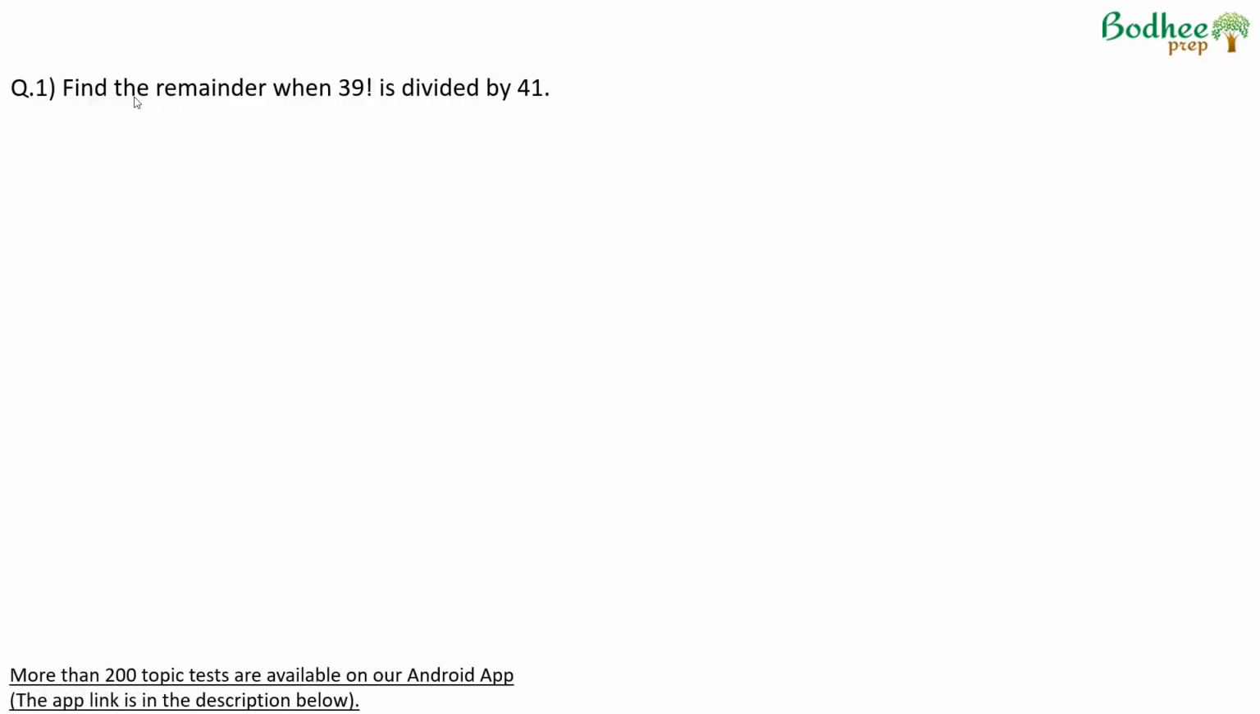Question 1 says, find the remainder when 39 factorial is divided by 41. So again, a direct application of Wilson's theorem. Wilson's theorem says (n minus 1) factorial divided by n has a remainder of n minus 1, where n is prime.